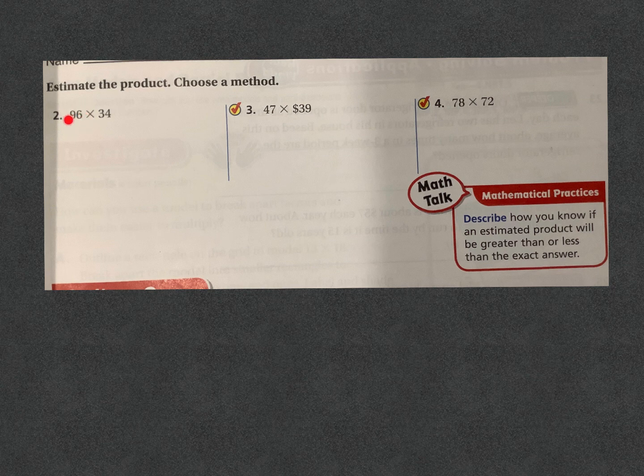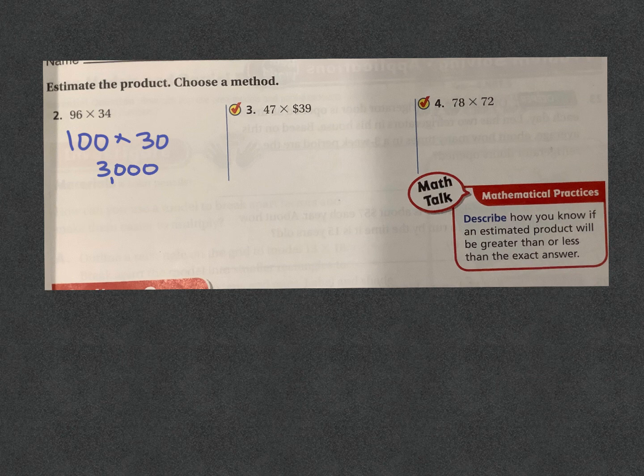I would take this 96. 96 is between 90 and 100. So, that 6 is an up number, so I'm going to round that up to 100. And 34 is between 30 and 40. So I'm going to round that to 30, because 4 is a stay number. Then I will multiply 1 times 3, which is 3. And I have 1, 2, 3 zeros there, so I will put that on the answer, 1, 2, 3.